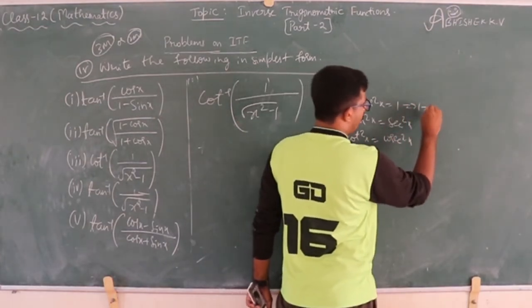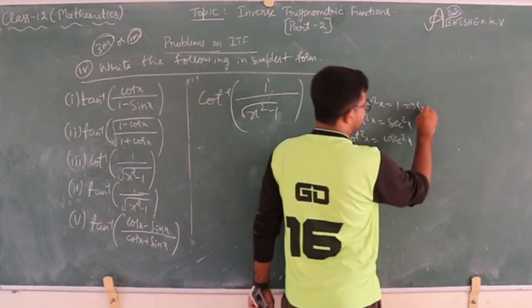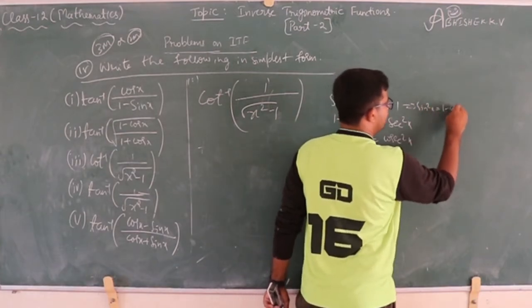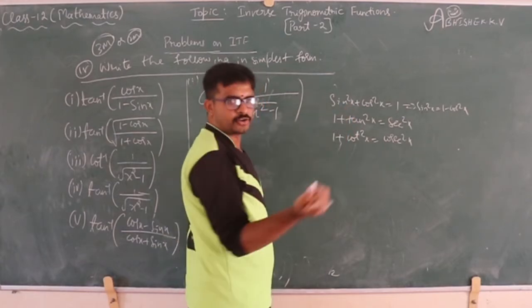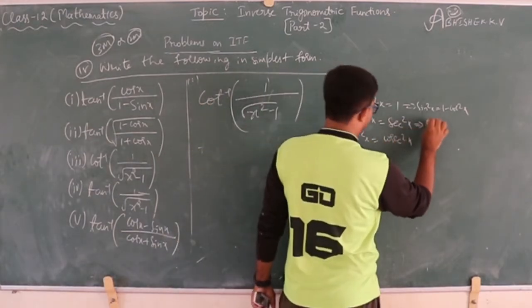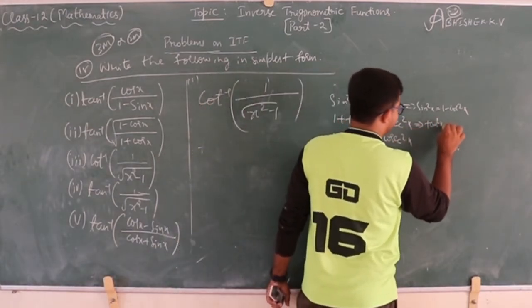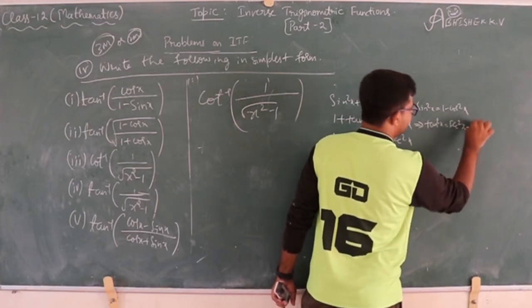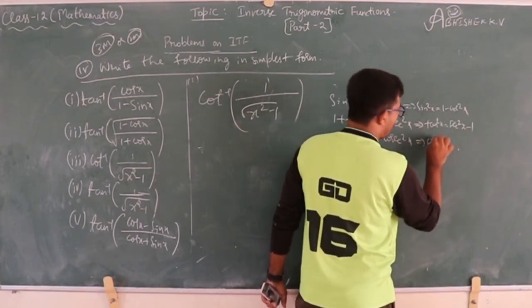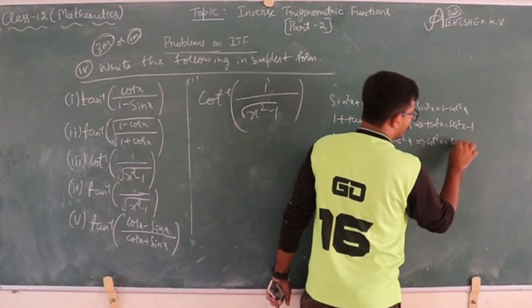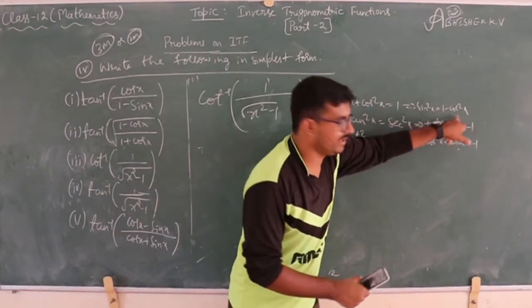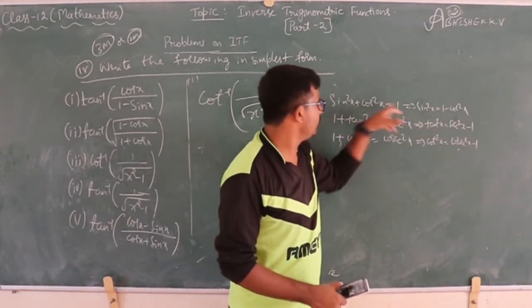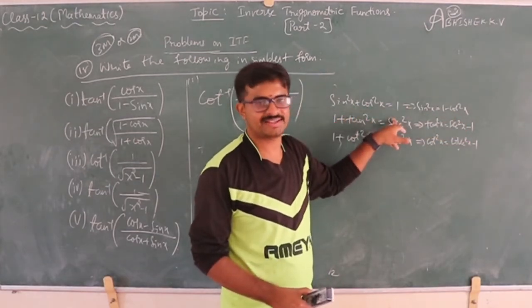This implies sin square x is equal to 1 minus cos square x, or cos square x is equal to 1 minus sin square x. This implies tan square x is equal to secant square x minus 1. This implies cot square x is equal to cosecant square x minus 1. See, 1 minus function when we consider sin square x plus cos square x.